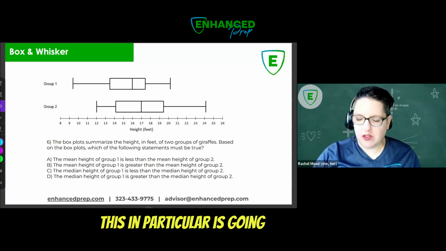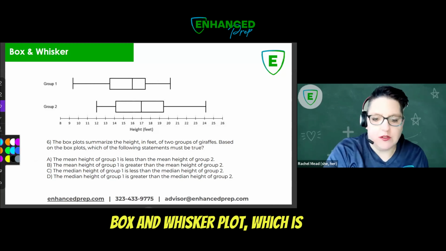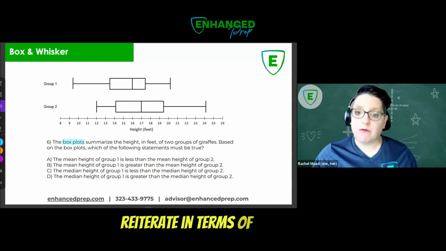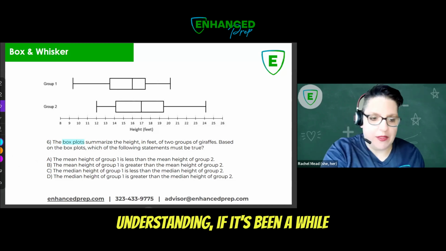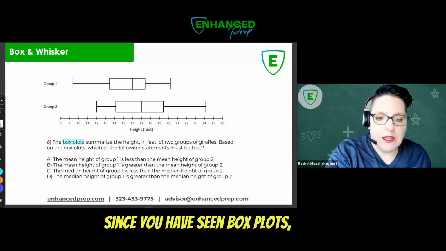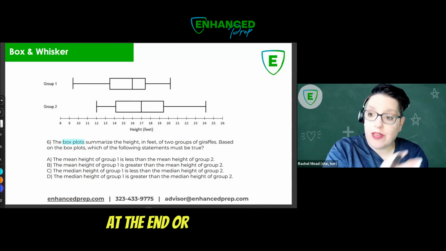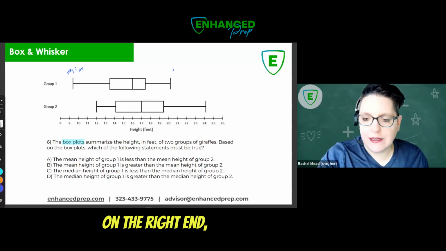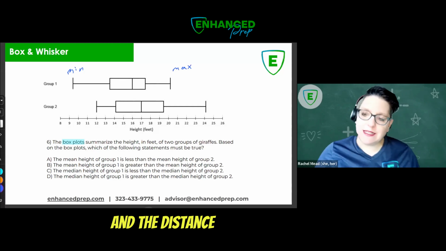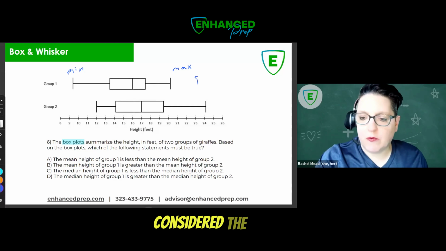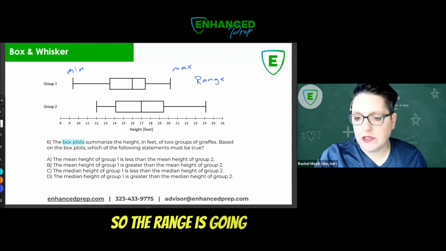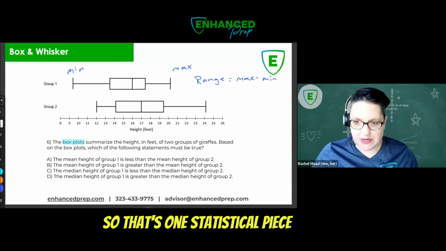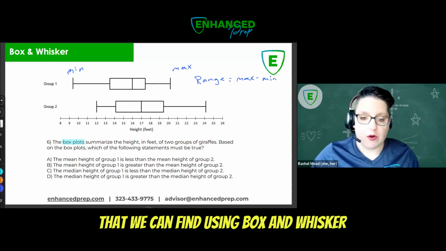This in particular is going to look at a box and whisker plot, which is also known as a box plot. So a couple things that I want to reiterate in terms of refreshing understanding, if it's been a while since you have seen box plots: the line at the left side of our box is always our minimum. On the right end, this is our maximum. And the distance in between these is considered the range. So the range is going to be the max minus the min. So that's one statistical piece of data that we can find using box and whisker or box plots.